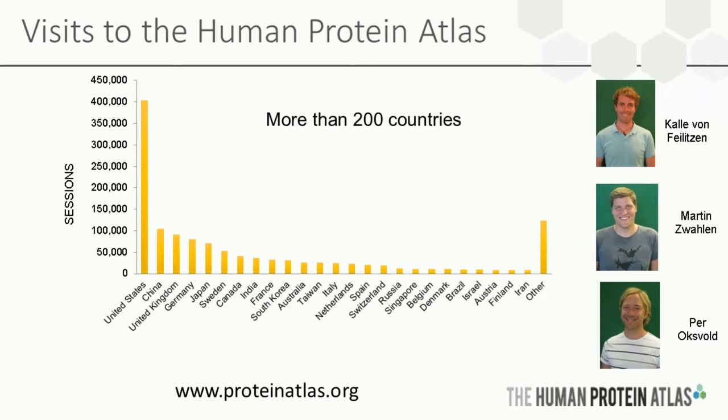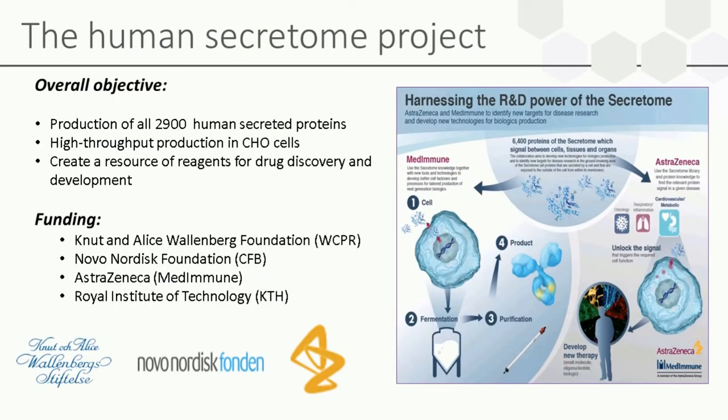The Protein Atlas now has about 150,000 visitors every month. We are very pleased to see that a large part of these are scientists in the United States, but actually the country which is second is China, and then comes the UK and Germany. We see visitors from more than 200 countries around the world.